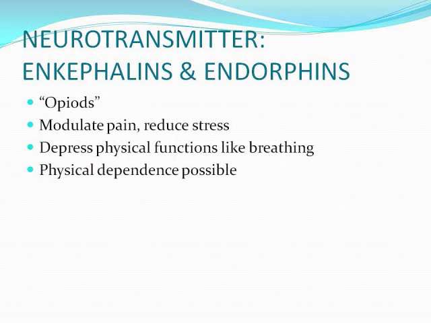Then we have the enkephalins and endorphins. Those are the opioid type neurotransmitters. They modulate pain, they reduce stress, they also will depress physical functions such as breathing, that's what opioids do. And it is possible to have physical dependence on these. Think about the runner's high. That's what this is. People who run and get this endorphin release, they gotta have it. There's a physical dependency in some people.